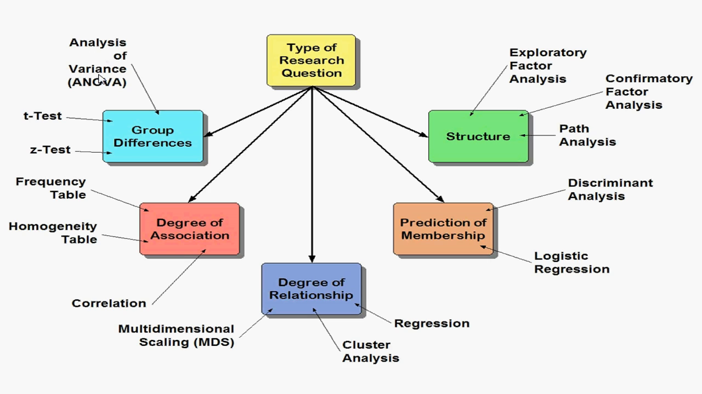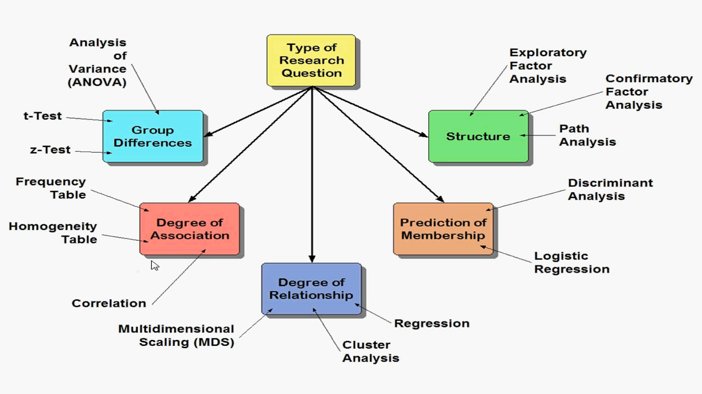An analysis of variance, ANOVA, is a bivariate test where we have two variables. Another type or category of tests are what I call degree of association. That is, that there is some kind of connection, however it's not as strong as a degree of relationship. Here we'll be using either a frequency table or a homogeneity table, which is commonly called a two-way table. And these two techniques look at discrete data, categories, if you will.